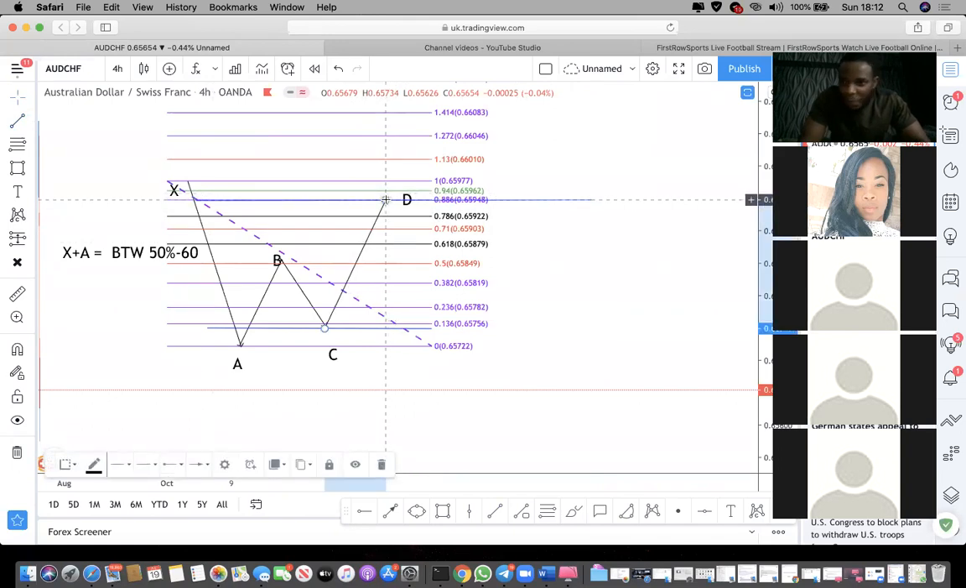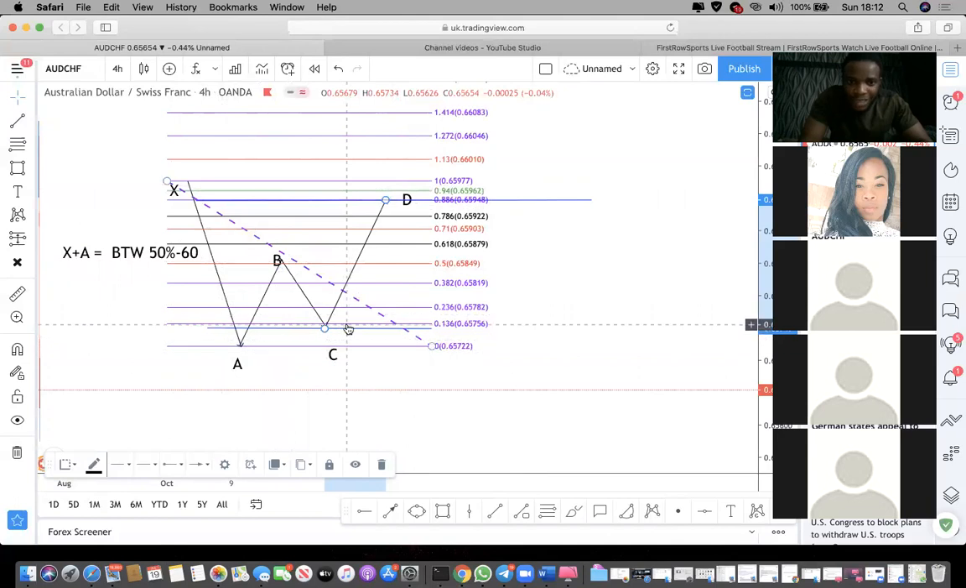I'm making it as simple as possible. If you go on Ray's session, he's going to fib it differently and show you the difference. But on here, I am going to make it as easy as possible. All you need to do is pull just one fib, or maybe two, and you're done. So now we know X, we know A, we know B, and we know D.